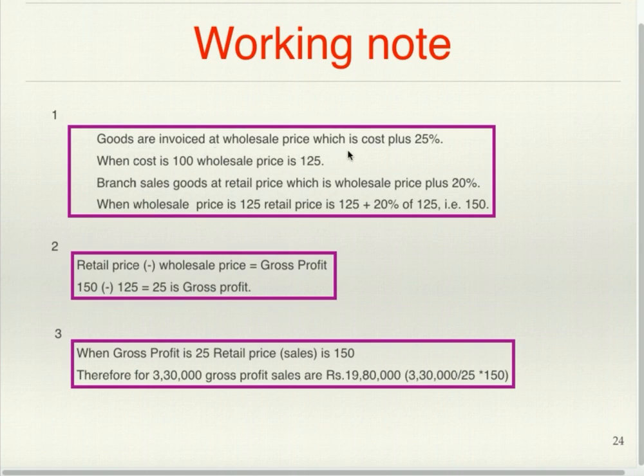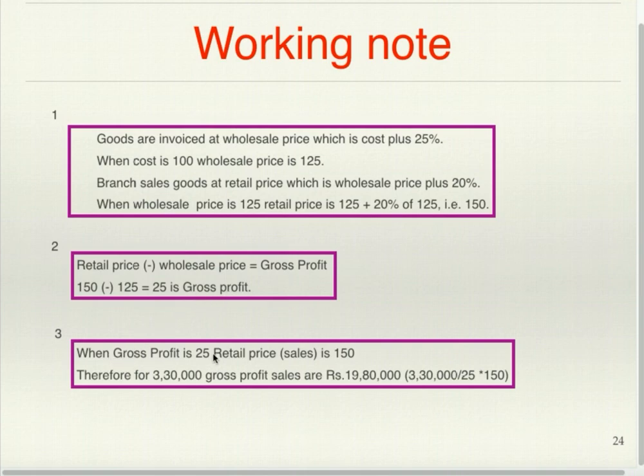Goods are invoiced at wholesale price, which is cost plus 25%. When cost is 100, wholesale price is 125. Branch sells goods at retail price, which is wholesale price plus 20%. When wholesale price is 125, retail price is 125 plus 20% of 125, which is equal to 150. So cost is 100, wholesale price is 125 and retail price is 150. Retail price minus wholesale price is gross profit. 150 minus 125, 25 is gross profit.